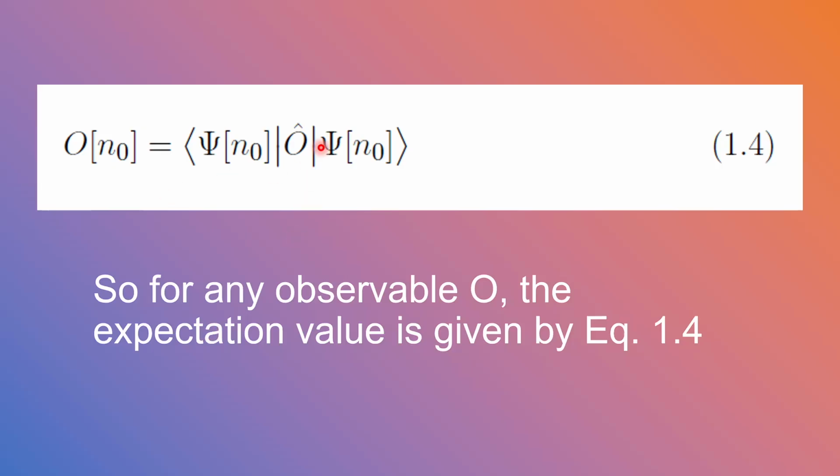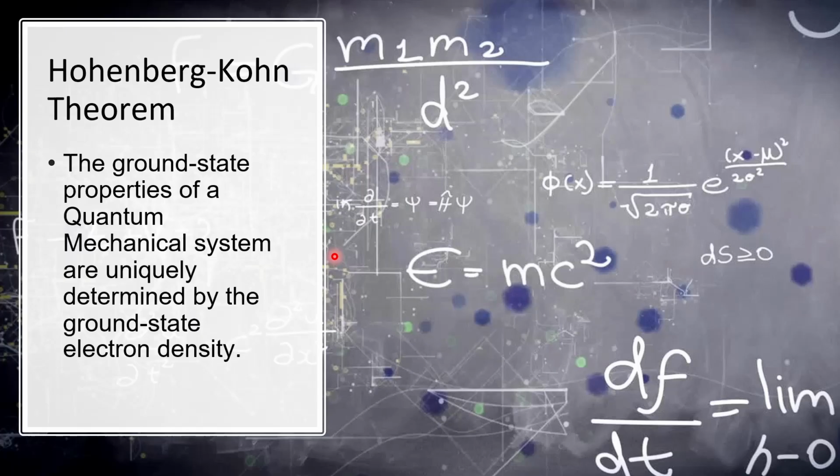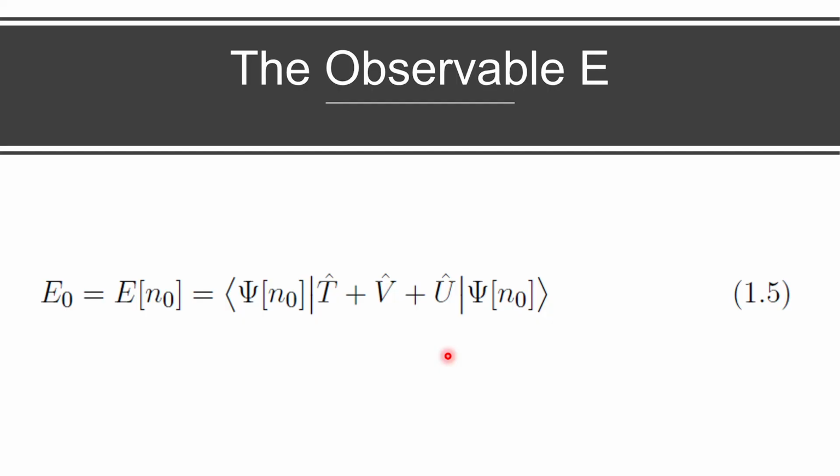And for any observable O, we have its expectation value as this one. So of course, that would also mean that the observable is a unique functional of the ground state electron density. Hence, we have our Hohenberg-Kohn theorem: the ground state properties of a quantum mechanical system, which I have said O is, are uniquely determined by the ground state electron density. So if we have the observable E, we can also write it as this one, a unique functional of the electron density. And we have here the Hamiltonian operator.